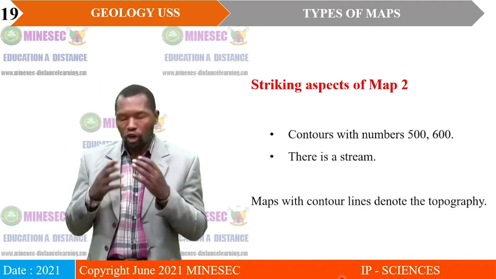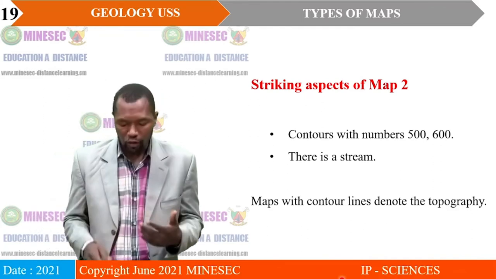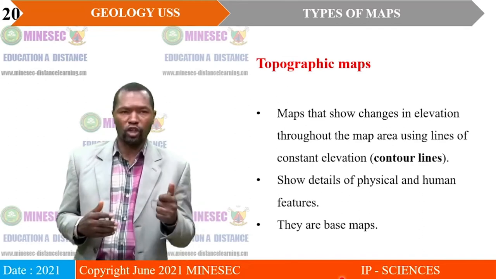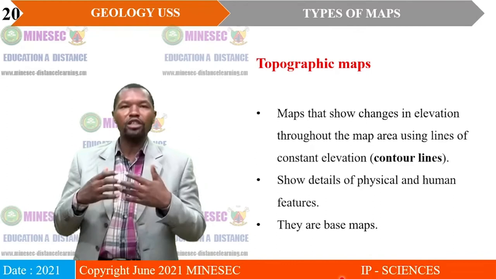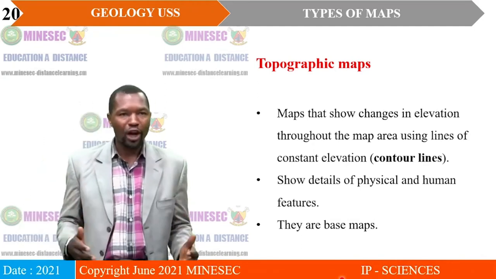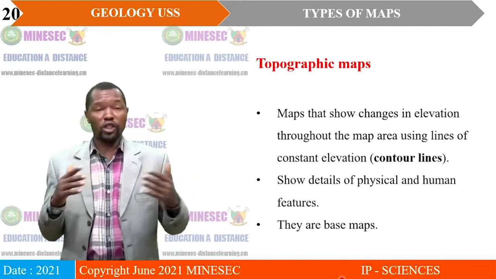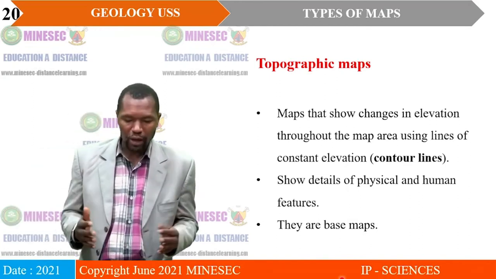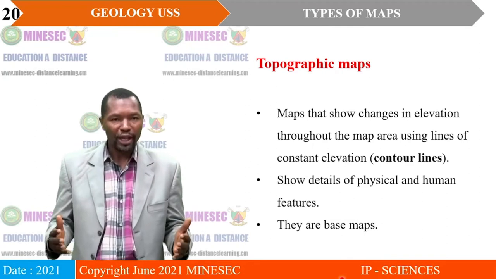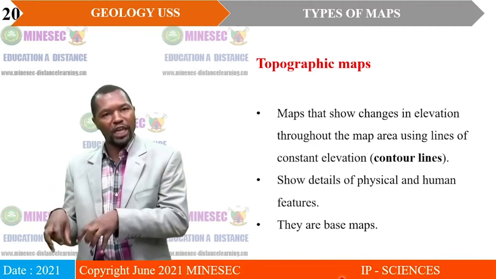Now, maps with contour lines denote the topography of an area. So that helps us to understand what a topographic map is. Therefore, a topographic map should be that map that shows changes in elevation throughout the map area using lines of constant elevation. That is what we call contour lines. So when there is representation of information, especially when it has to do with elevation or height above sea level, we know that we are talking about the topographic map. Now, topographic maps are called base maps. Why? Because they represent the most essential information before any other map can be adopted or can be drawn up.